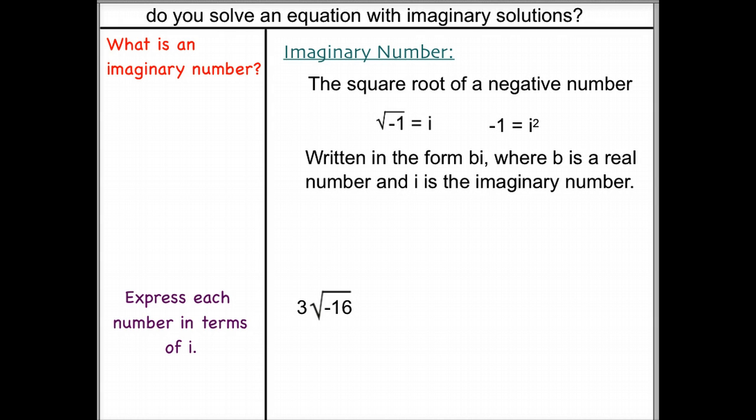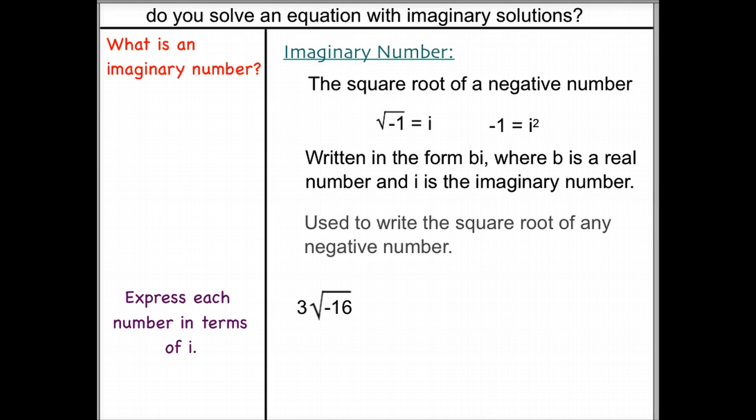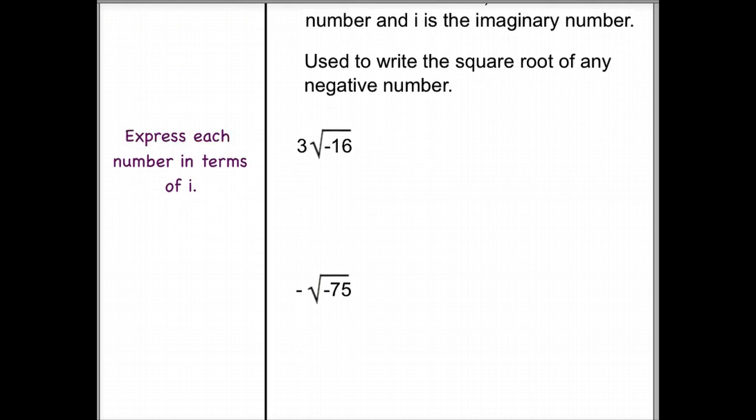It is written in the form bi, where b is a real number and i is the imaginary number. So it is also used to write the square root of any negative number. That's kind of like I was talking about before.